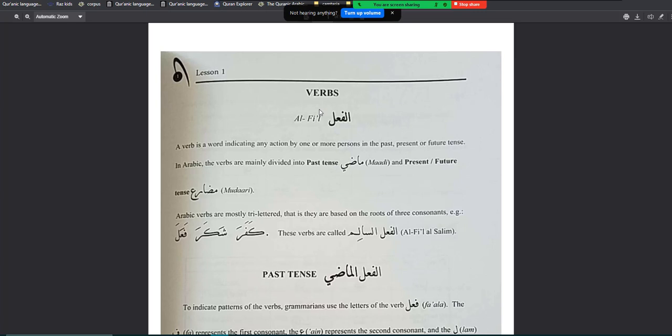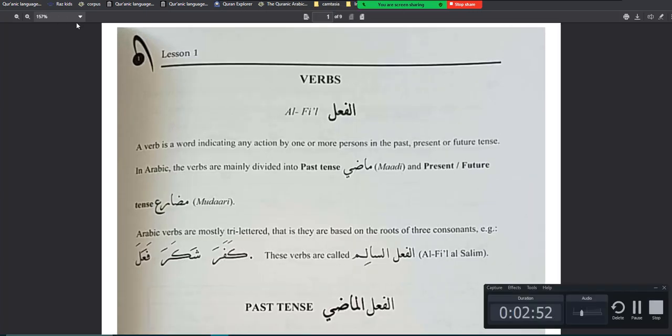What exactly is fi'l? Remember we learned in unit 1, when you open the Quran, every single word in the Quran will belong to one of the three categories. What are the three categories? MashaAllah. Okay, so what is a verb?